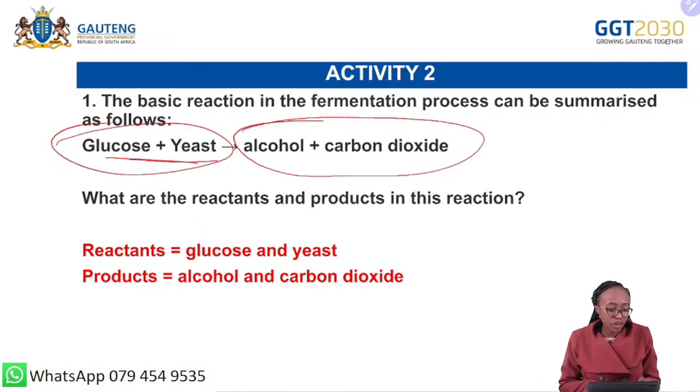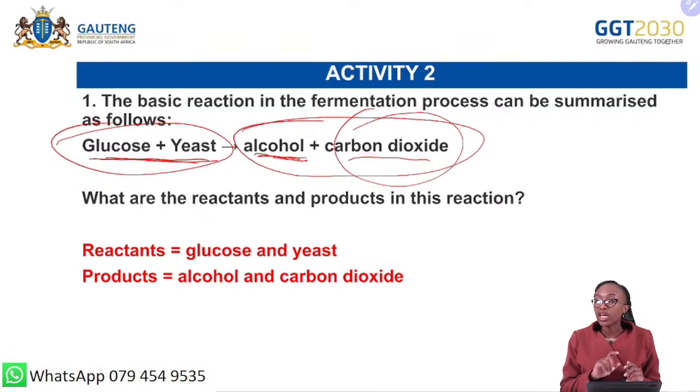So we are reacting glucose and yeast to produce new substances, which are alcohol and carbon dioxide. Remember when we learned about evidence of a chemical reaction having taken place? Carbon dioxide is a gas. So here's evidence of a chemical reaction, production of a gas. So carbon dioxide is a gas in this particular instance. Now, let's answer some more questions.